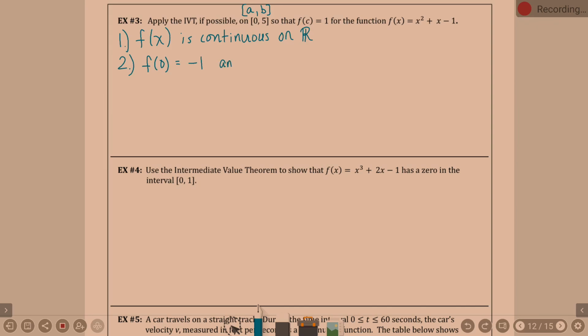And f of, what's b? F of 5 is 29. Right? Just plug it in. 5 squared plus 5 minus 1, 29. Right there. What did we just show here? F of a does not equal f of b, right? So we stated this is continuous. We showed that f of a does not equal f of b. Is this going to work?